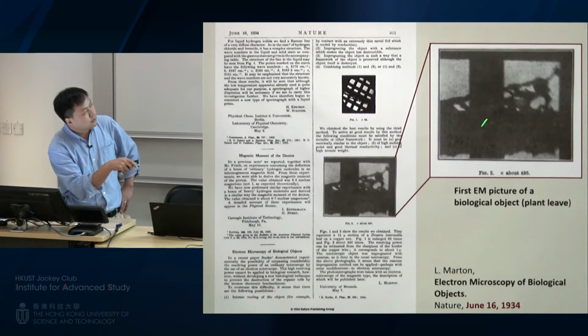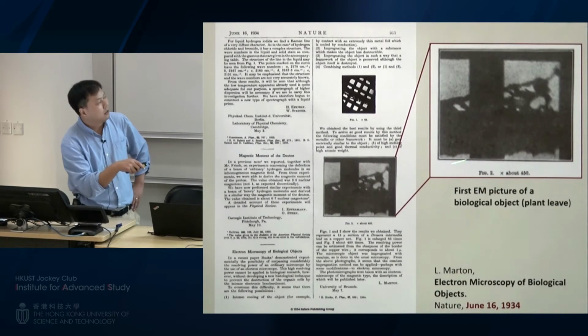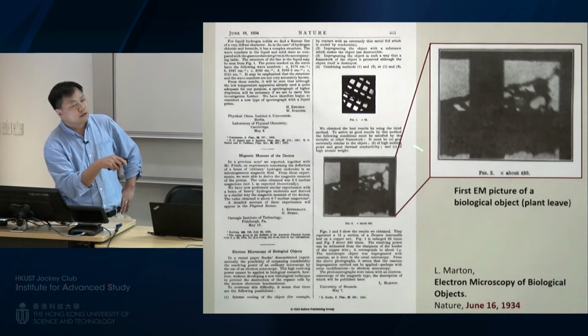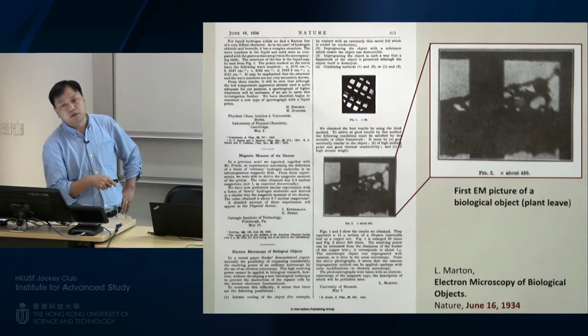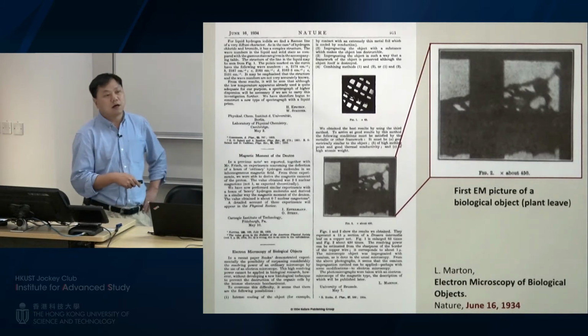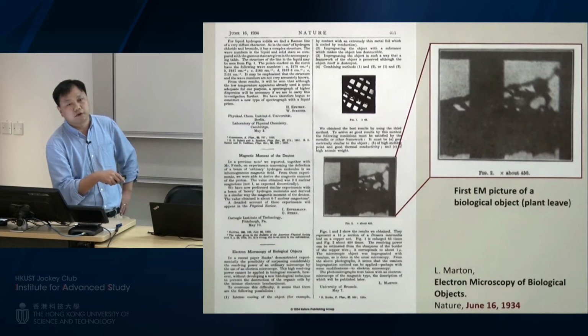In this blow-up, you will see a picture of a plant leaf at 450 times magnification. Of course, at the time, we could not get any detailed information from the picture. But it's important because it's the first experimental realization of EM application on biological material. Why it's hard is because biological materials are very fragile, and under the radiation of electrons, they are quickly destroyed.